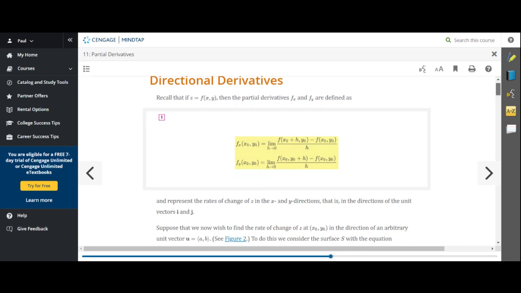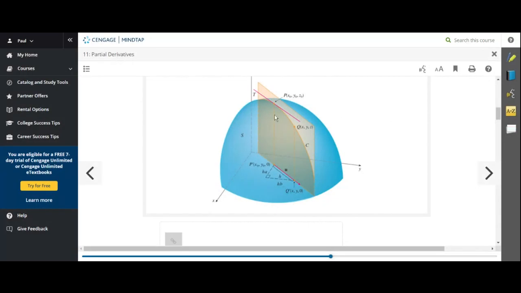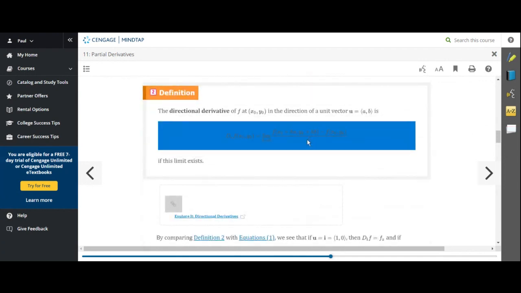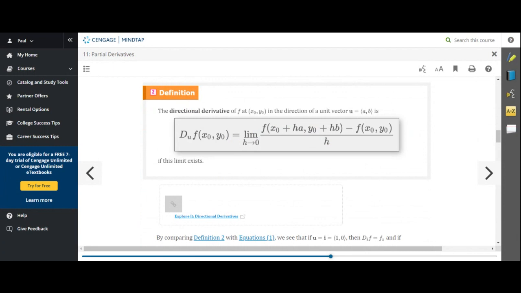Okay, and so the partial derivative of f with respect to y, you let the y vary and you hold the x constant. The partial derivative of f with respect to x, you let the x vary and you hold the y constant. Well, now, if you want a derivative in a different direction, you have to let x and y vary. And that's how we get to this definition of the directional derivative. The directional derivative of a function in the direction of a unit vector u, it's a unit vector, so it's standardized. That's the definition.